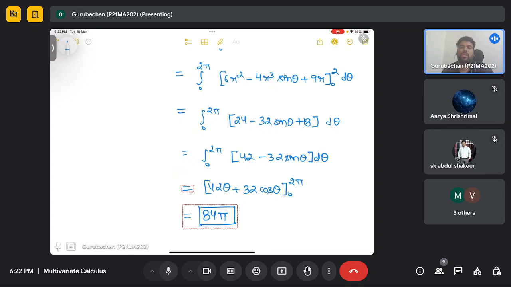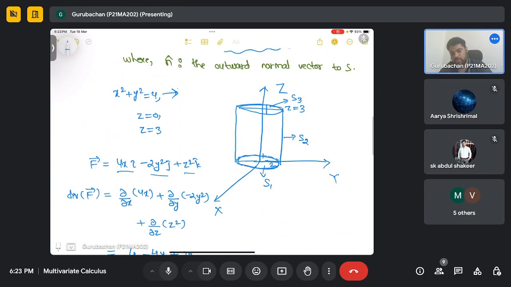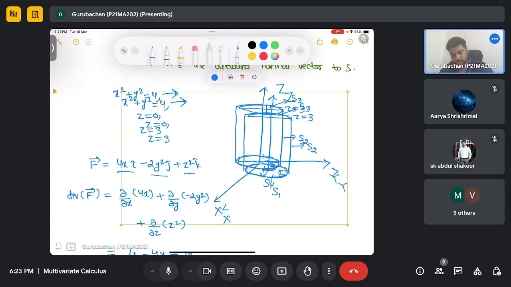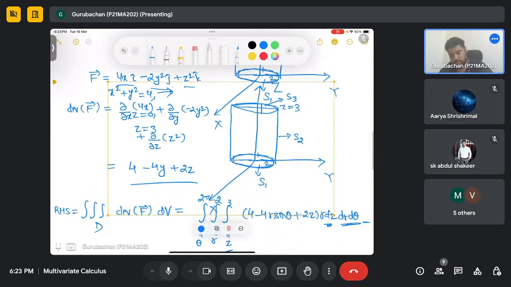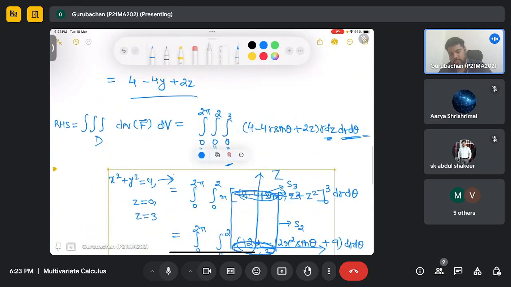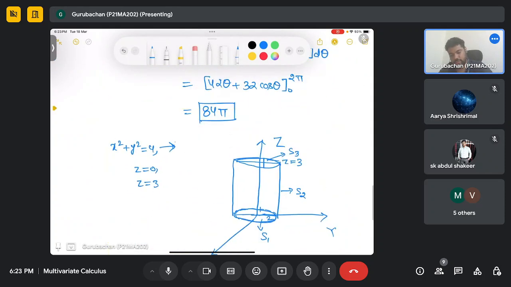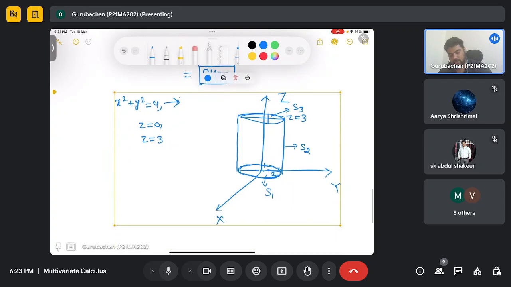Now what about the left hand side? That is the surface integral. You need to calculate the surface integral. Let us discuss the surface also. Then we can say our theorem will be verified.